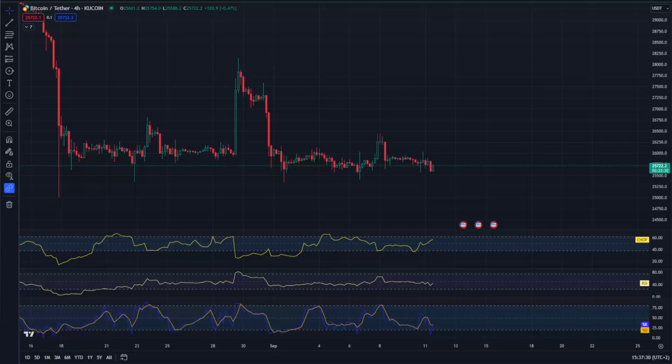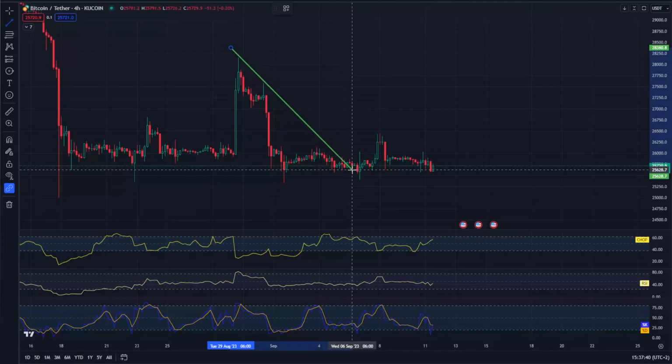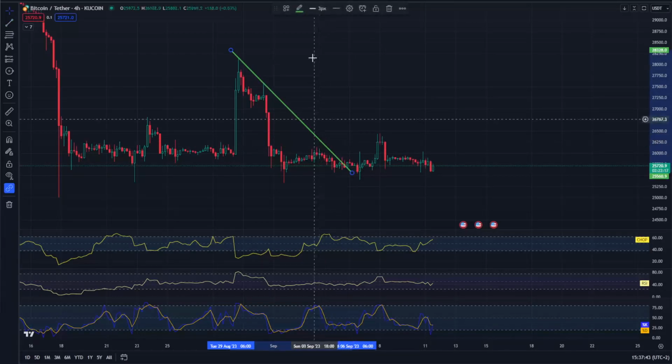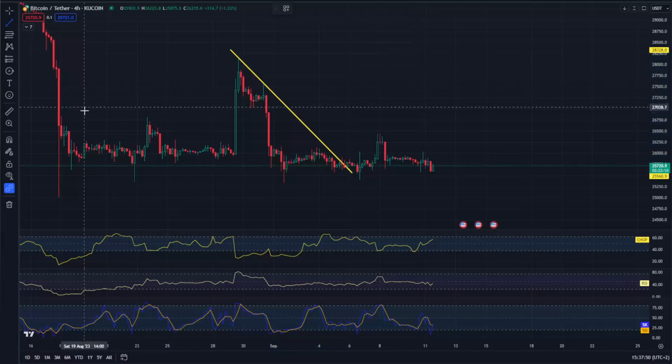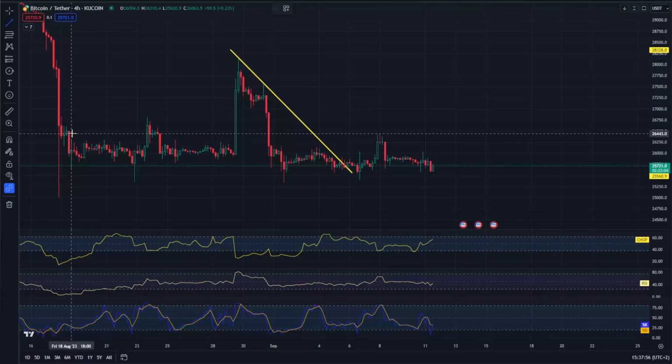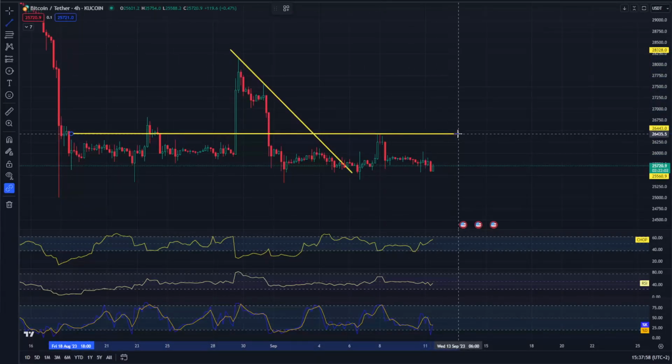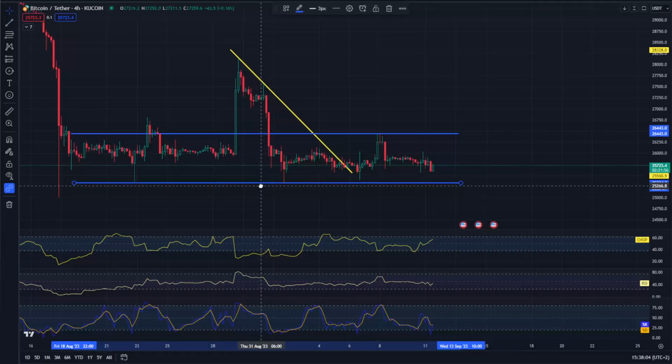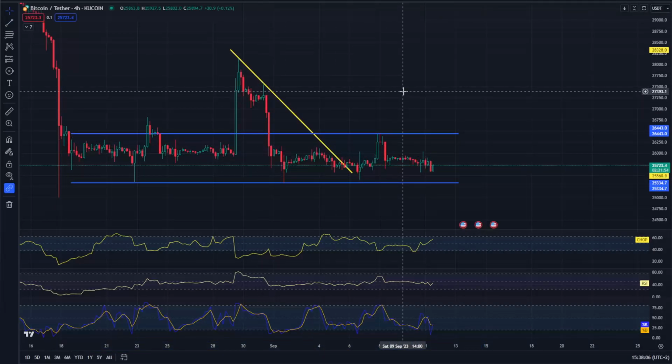Let's start by checking the current situation on the BTC to USDT pair, taking into account the 4-hour interval. First, we will use the yellow line to mark the local downward trend line from which the price has moved sideways. But at this point it is worth marking the sideways trend channel in which the price moves at the lower border with blue lines.